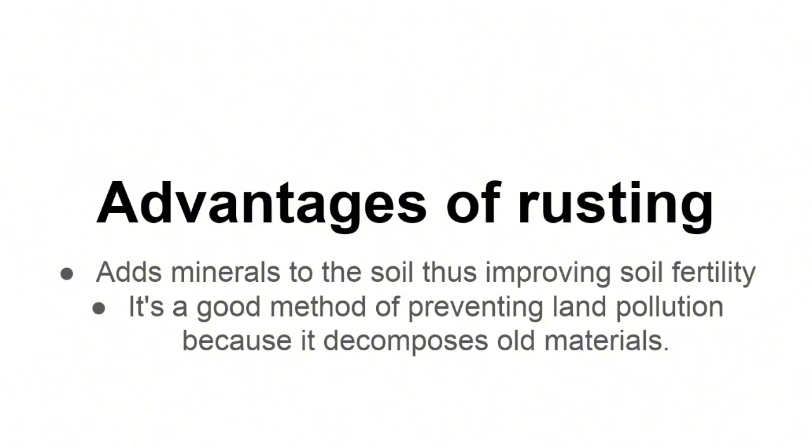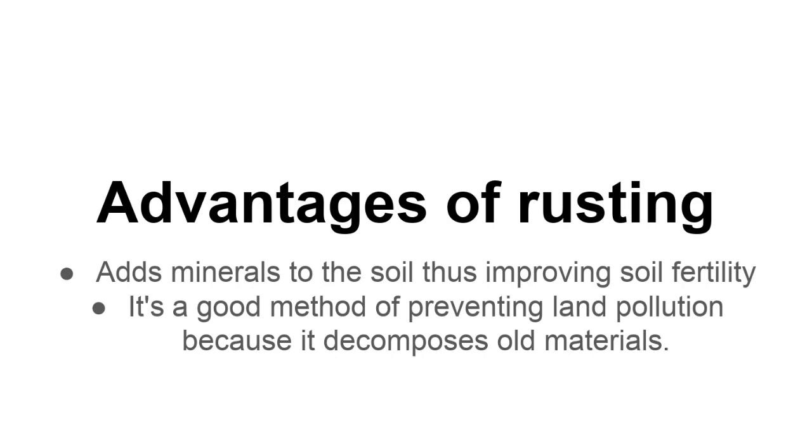Now, are there any advantages of rusting? Yes, there are advantages of rusting. One of them is that it helps in decomposition of waste materials made up of iron, hence reducing environmental pollution. So, items made up of iron will not be scattered all over the environment. Rusting will enable them to decompose and stop environmental pollution.